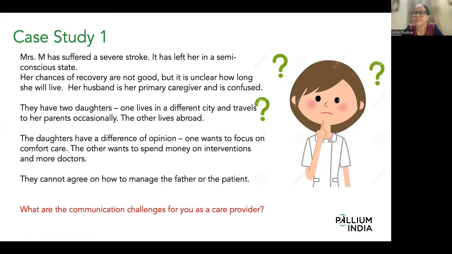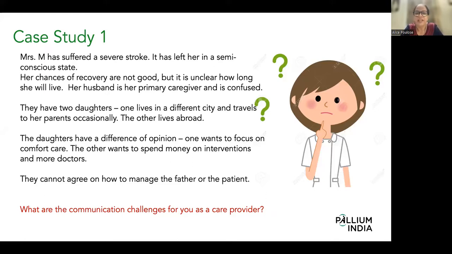See, I'm going through the same situation now. Actually, the one difference is that I also have two daughters, but they are of the same opinion. That is the comfort care, focus on the comfort care, and comfort care for me also, because I am the most sufferer in this scene.